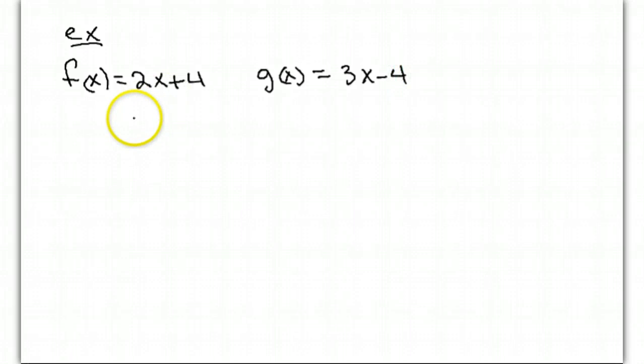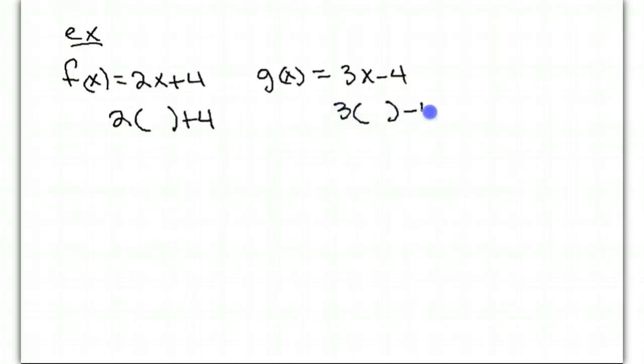Well, the first thing you're going to do, we're going to learn it a different way. You're going to write 2x plus 4, but for the x you're going to put a parenthesis, so 2 parentheses plus 4, and for the x on the other side you're going to put a parenthesis, so 3 parentheses minus 4. Then you're going to do arrows. I call this the crisscross method. And inside of this parenthesis you're going to put what g of x is equal to, which is 3x minus 4.